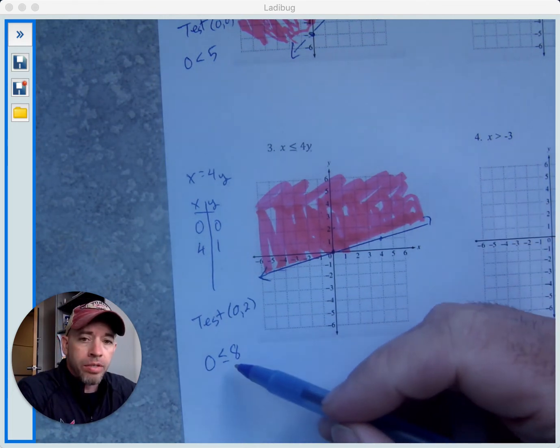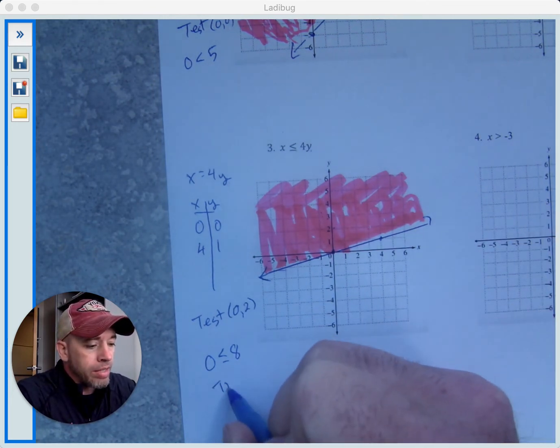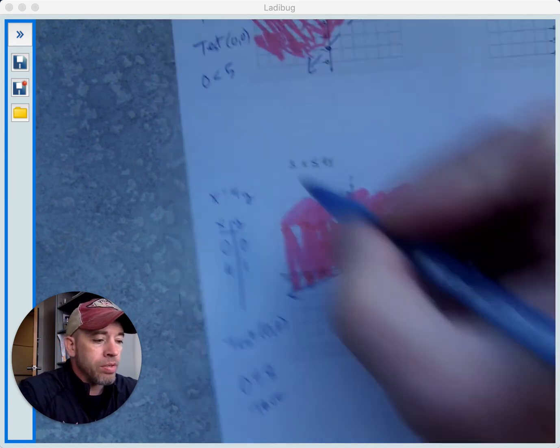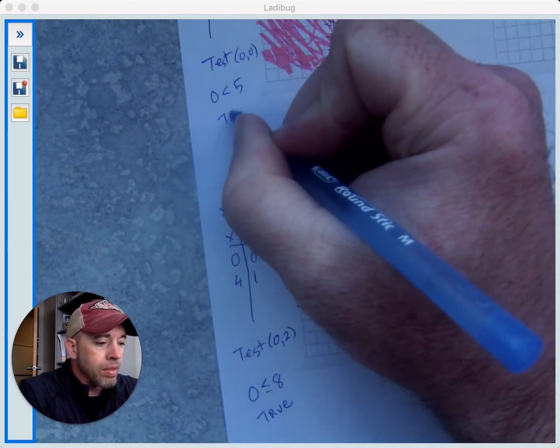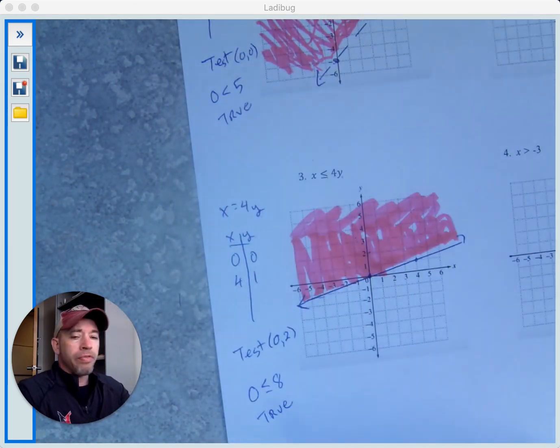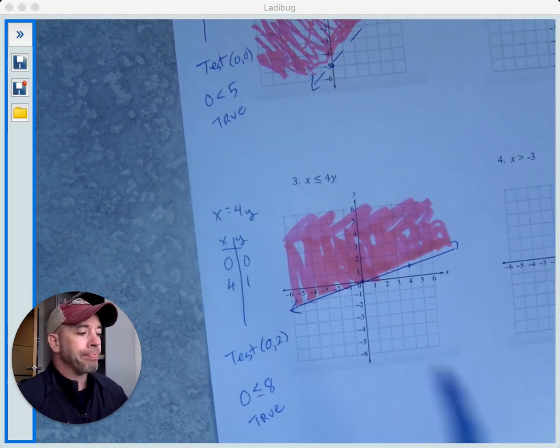Okay, so again, if your inequality is true, then you shade toward that test point. That was true, and this one up here was true too, wasn't it? If your inequality ends up being false, you shade away from the test point.